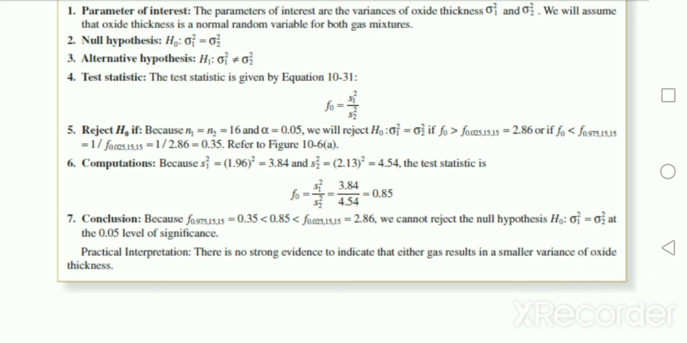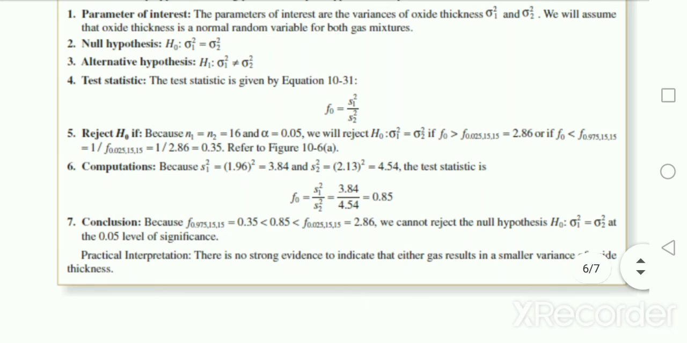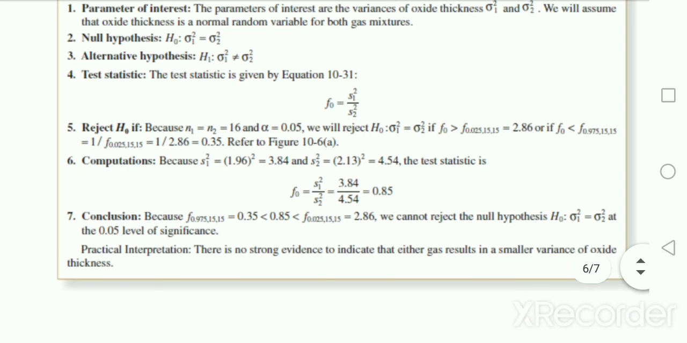Both variances are equal. So our conclusion is there is no evidence to prefer which gas is favorable or most efficient. There is no evidence, so we accept that both are equal.